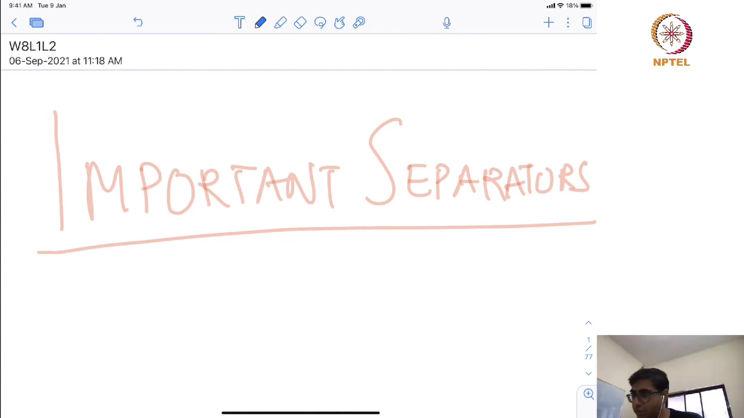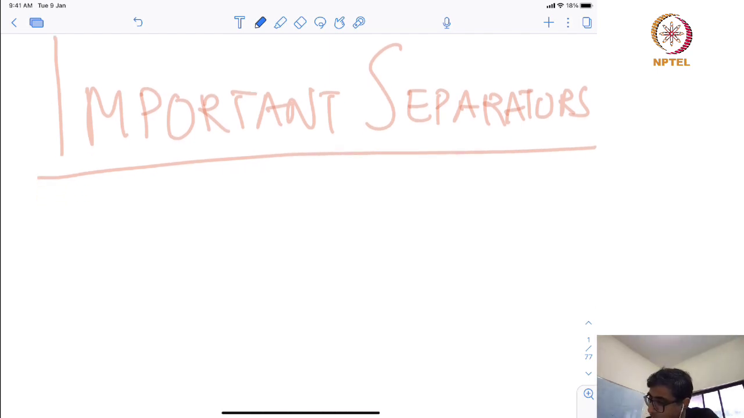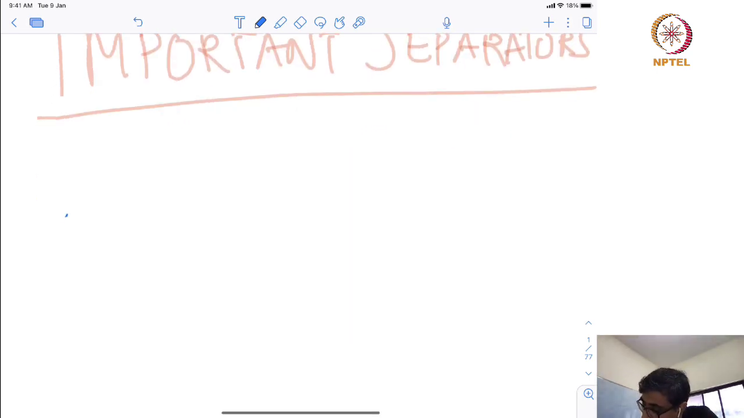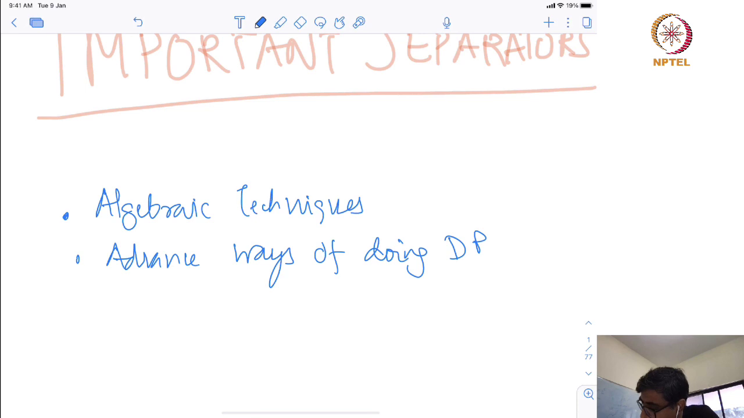Welcome to the 8th week of the course. This is the first week where we will learn some advanced tools in parameterized complexity, and in the next 3 to 4 weeks, we will see tools such as important separators, some algebraic techniques, advanced ways of doing dynamic programming, and some matroid-based techniques.